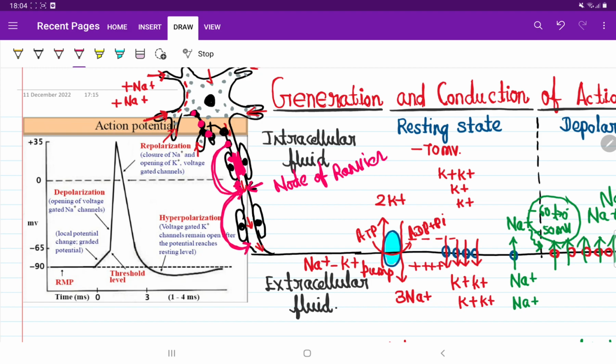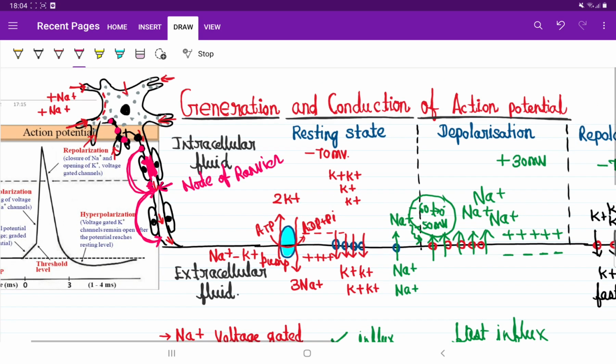Fine. And finally it will reach the end, and it causes release of neurotransmitter, and the information, wherever it has to go, that stimulus will go. This is what is called generation and conduction of action potential.